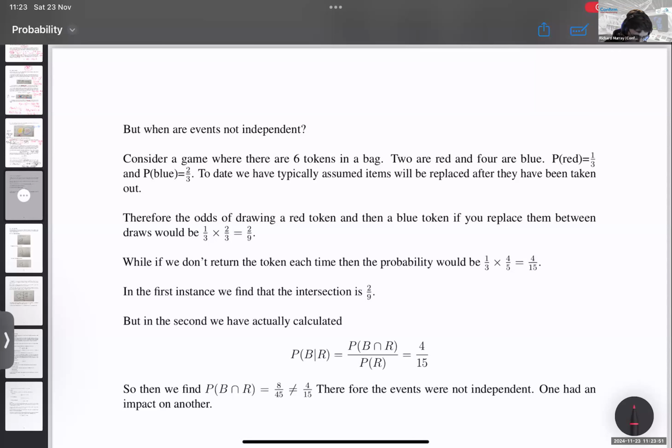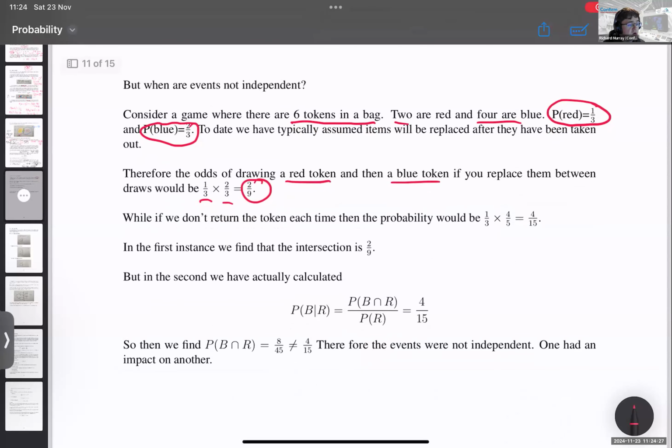So if we consider a simplified game where we have 6 tokens in a bag, 2 are red, 4 are blue, we can then see the probability of drawing a red token on our first draw is 1 in 3, and the probability of drawing a blue token on our first draw is 2 in 3. We have to date assumed that items will be replaced after they've been taken out. So if we draw and replace, the probability of drawing a red token and then a blue token is 1 in 3 and 2 in 3, to give us 2 in 9.